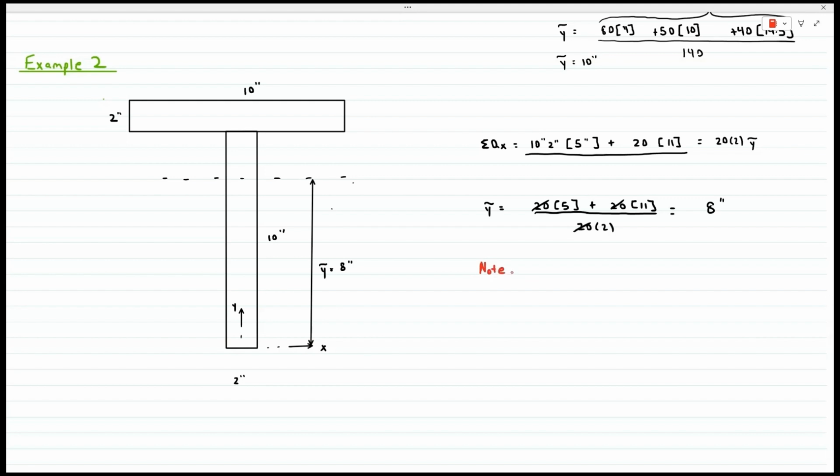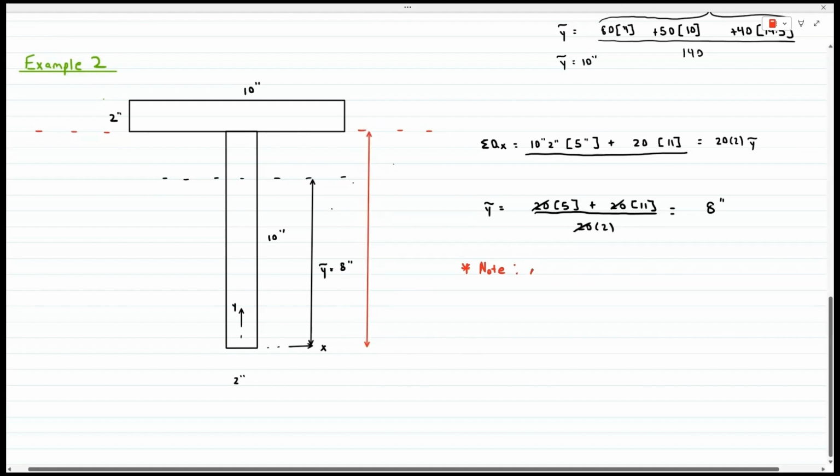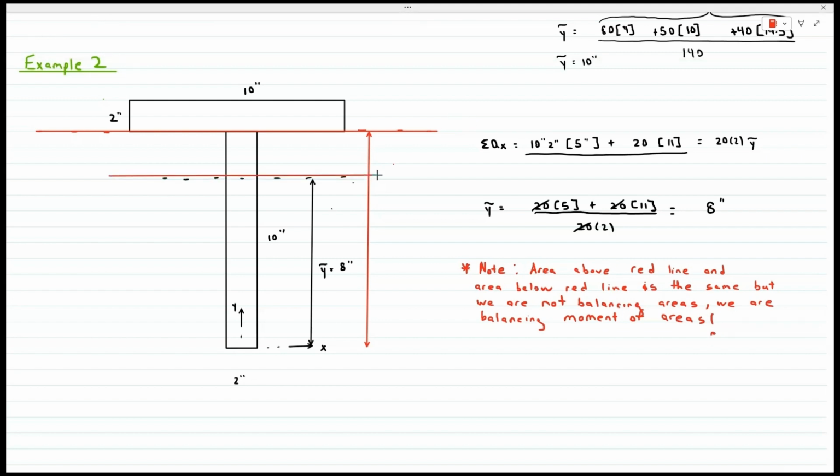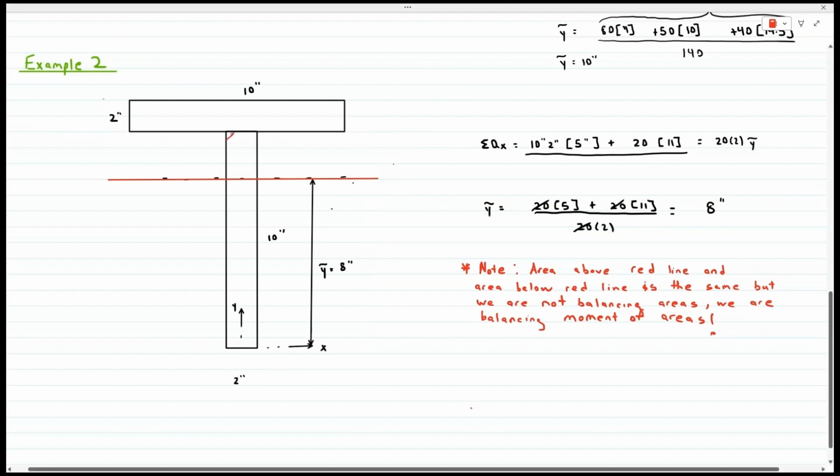What I want you to note here is that if we were to draw a line separating the top and bottom sections, we can see that the area above the red line and the area below the red line are exactly the same. Some people might take this to mean that the red line denotes the y coordinate of the centroid. But this is not true. We're not balancing areas. We are balancing moments of areas, or Q. So the red line should appropriately be placed here.